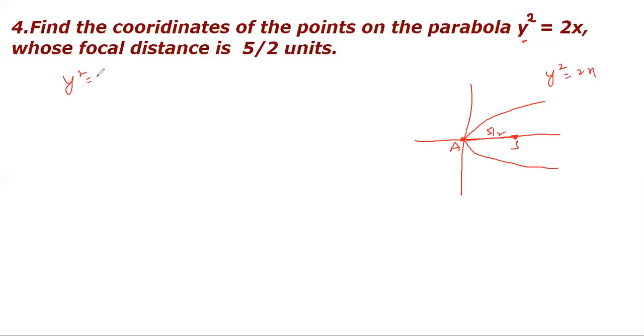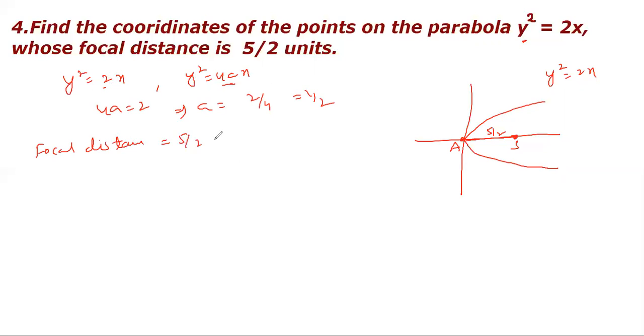Here the given equation is y square equals 2x. When I compare with y square equals 4ax, 4a equals 2, so a equals 2 by 4, that equals 1 by 2. Here the focal distance is given as 5 by 2. The focal distance formula is x1 plus a equals 5 by 2. Here a equals 1 by 2.